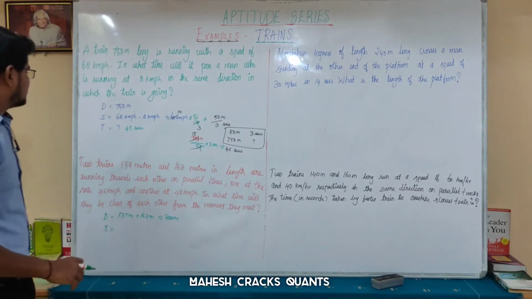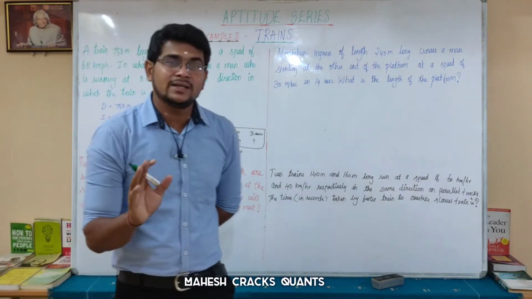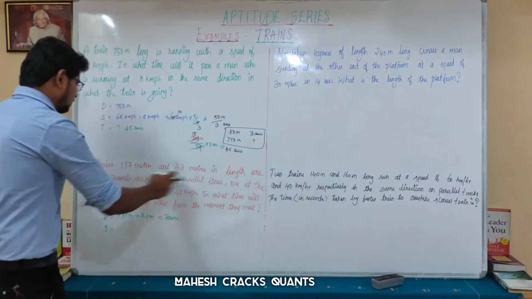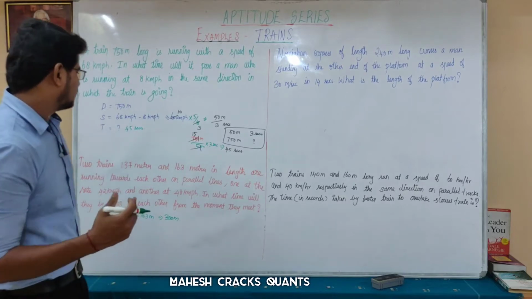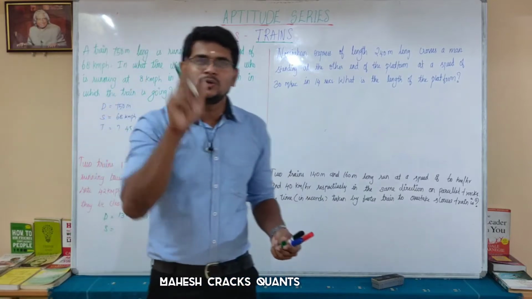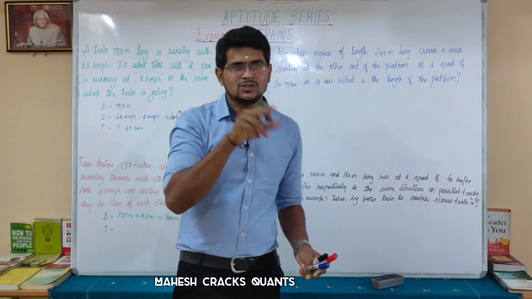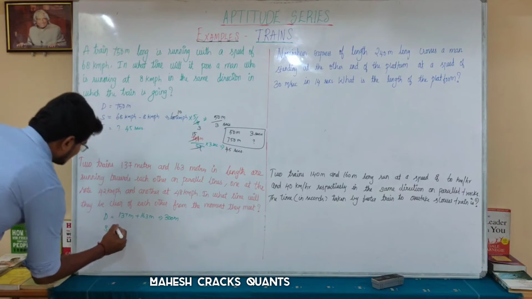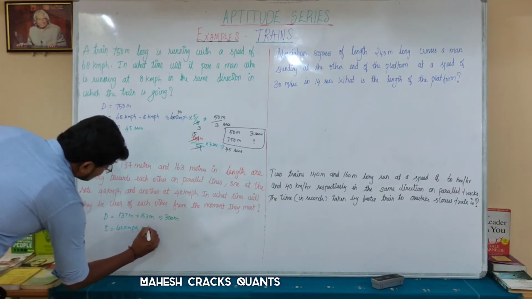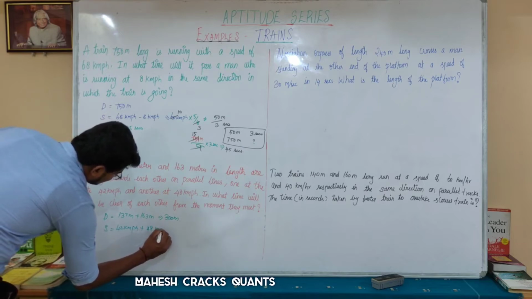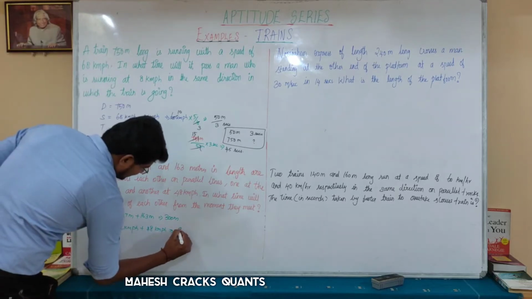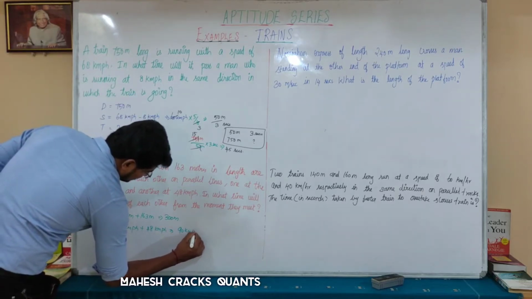What is the speed here? Speed is 42 km and 48 km. They are running in opposite direction. When both are running towards each other, that means opposite direction, so you have to add the speeds. What are the speeds here? 42 km per hour plus 48 km per hour. What is the total? 42 plus 48, which is 90 km per hour.